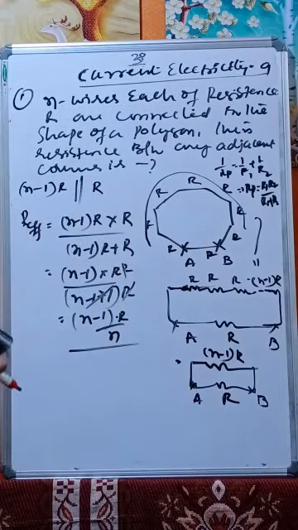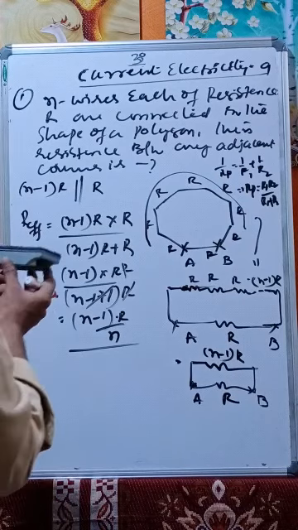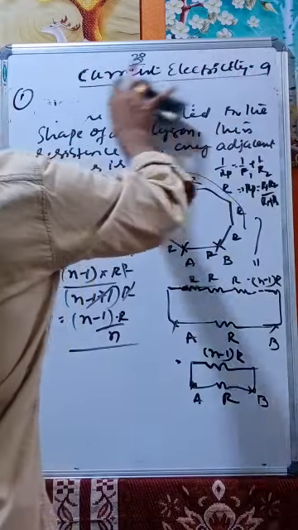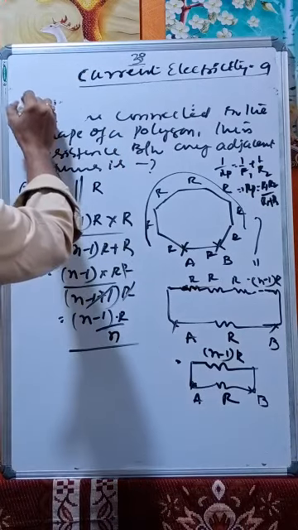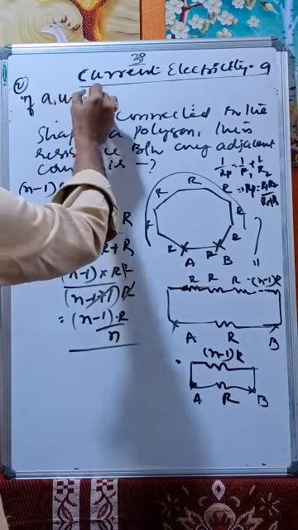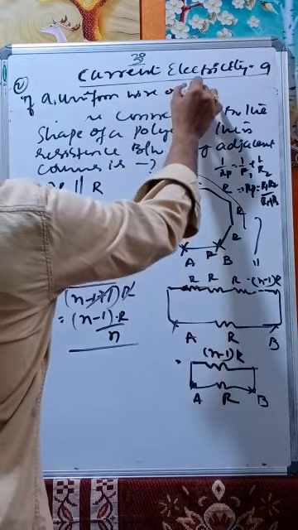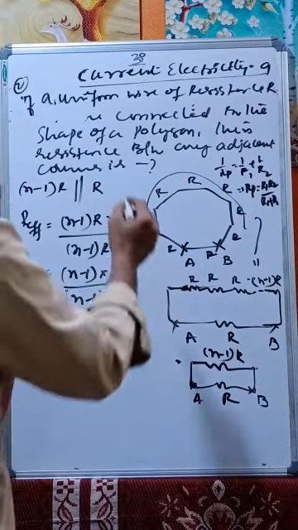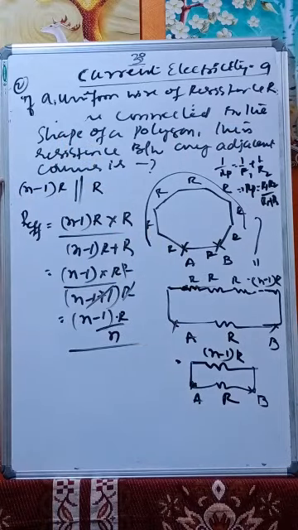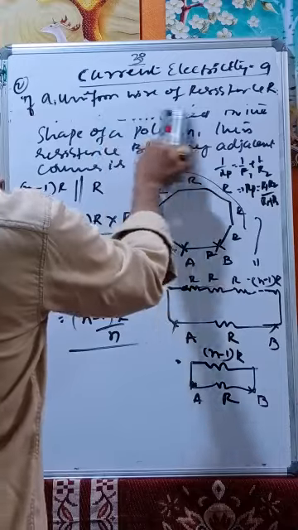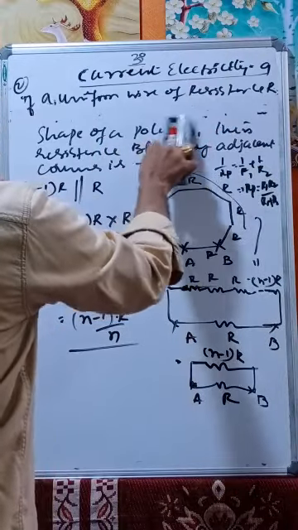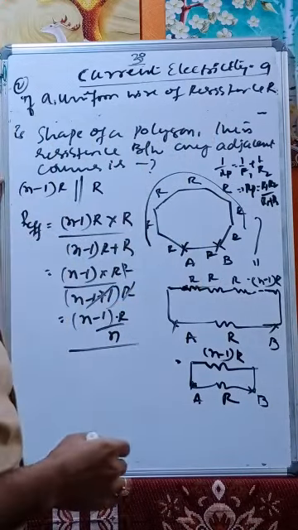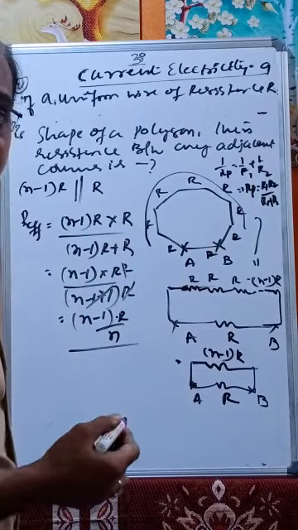Now this is a small change in the problem. If a uniform wire of resistance R is shaped in the form of a polygon, then what is the resistance between any two adjacent corners? This is another mode.